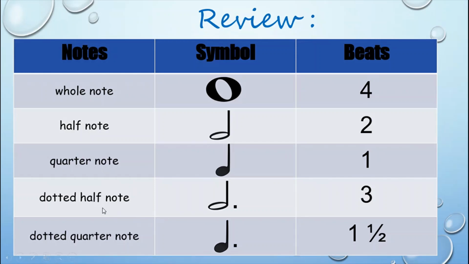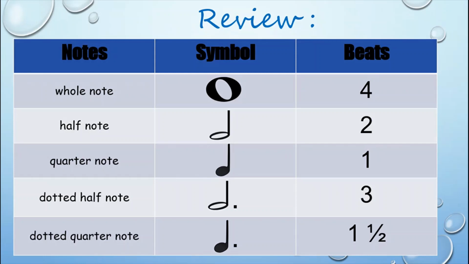When we say a dotted half note, there is a dot after the note. This is a half note, so a half note has 2 beats. What is the half of 2 beats? It is 1. So it is 2 plus 1 equals 3. Therefore, a dotted half note has 3 beats.